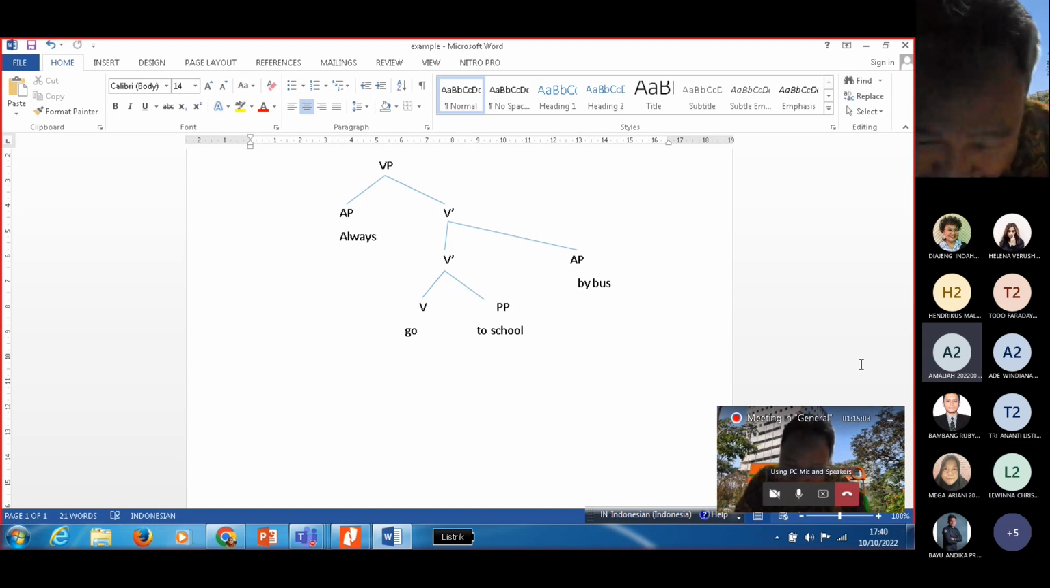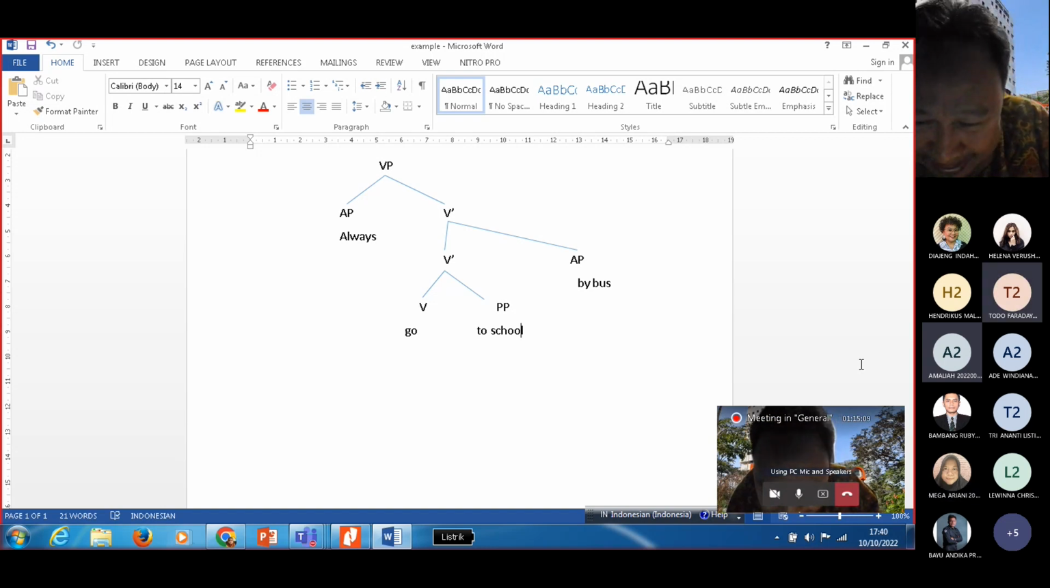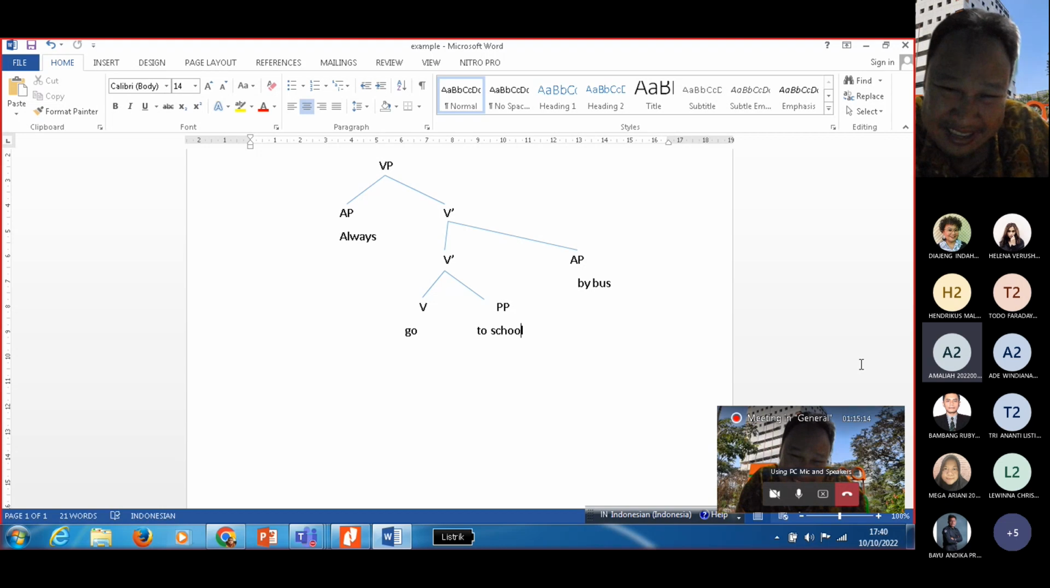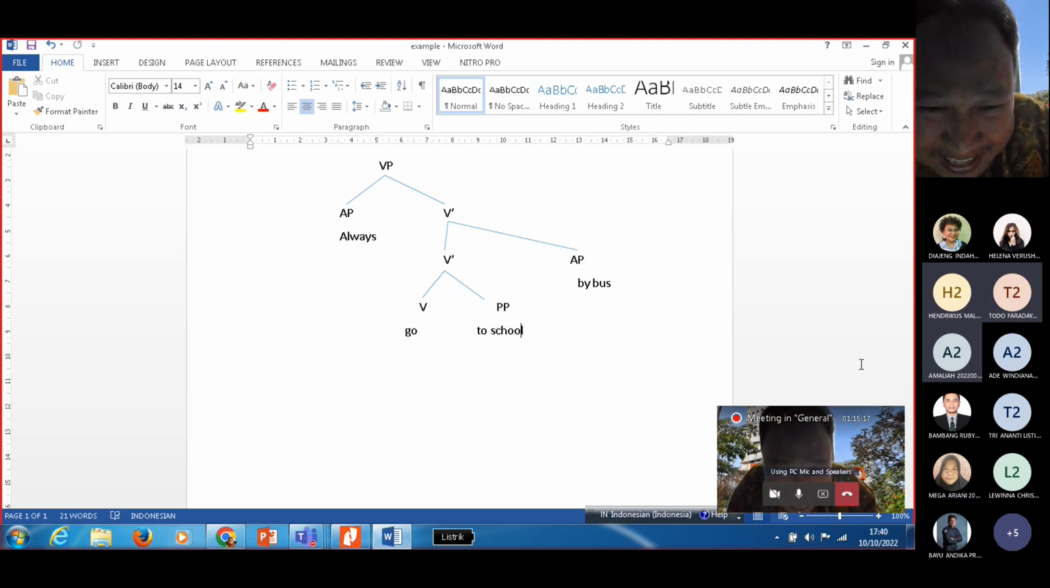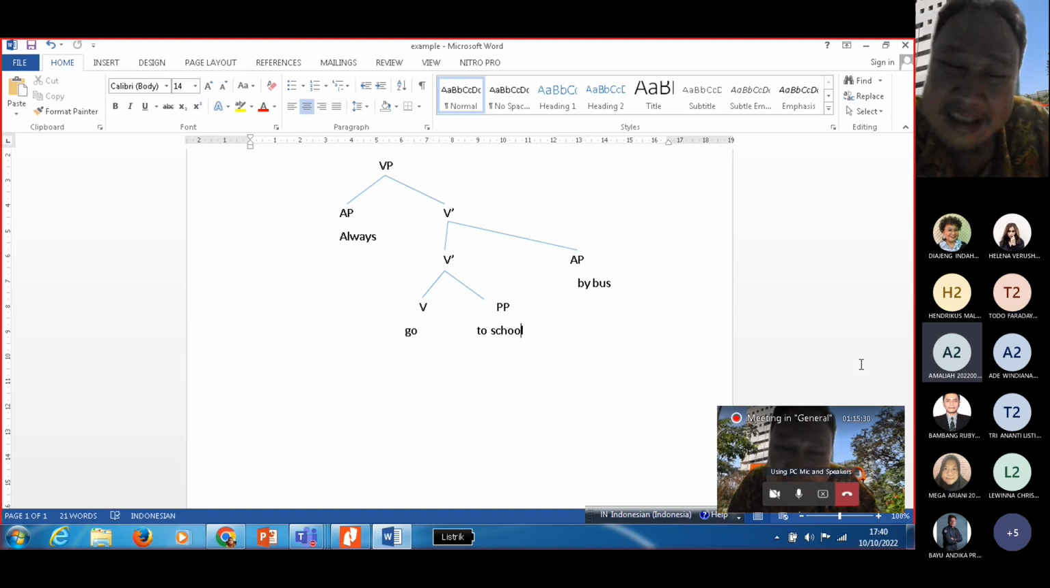But again, what is important here is I would like you to be able to distinguish between specifier, complement, adjunct, and head. Because you must remember, whenever you form phrases and sentences in English, you must have head, you must have complement, you must have adjunct, and you must have specifier.